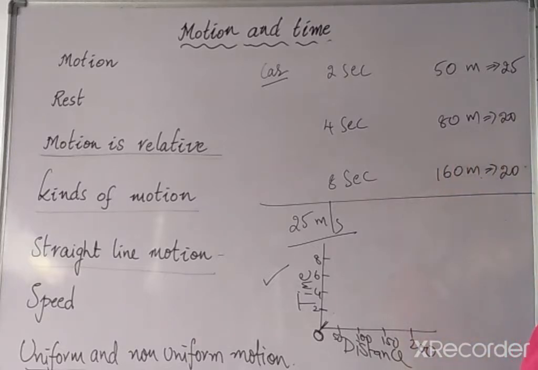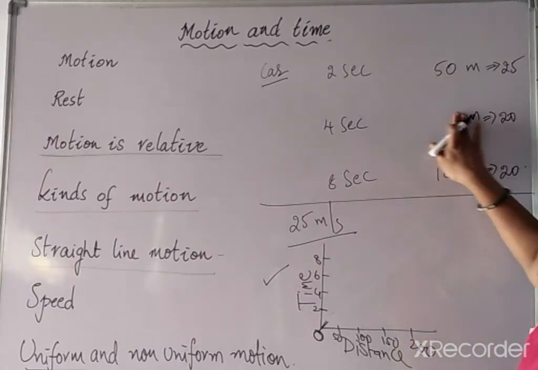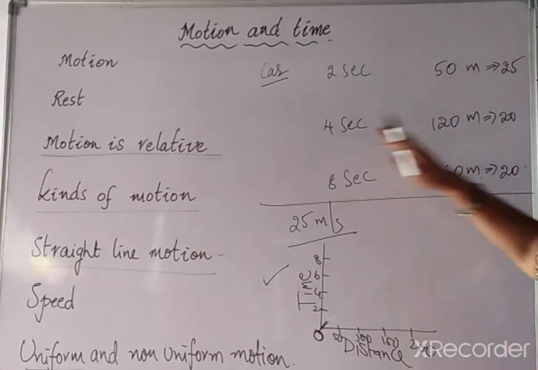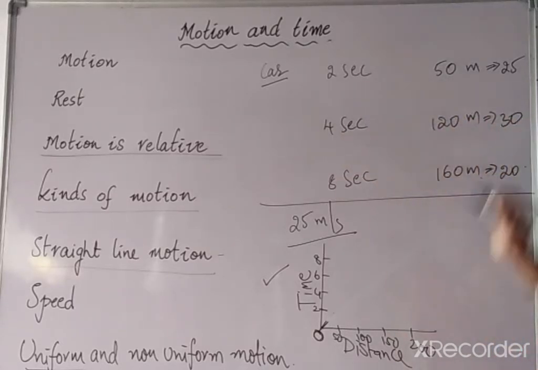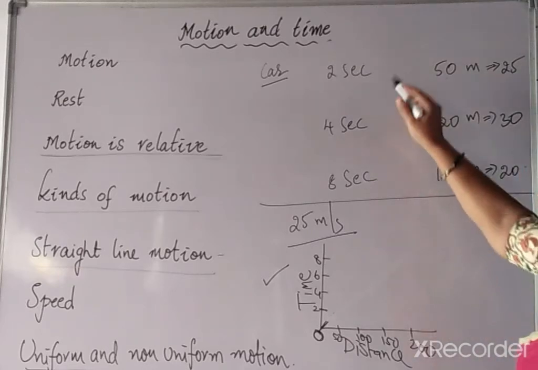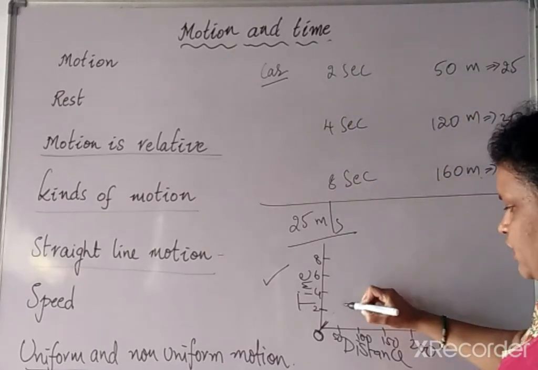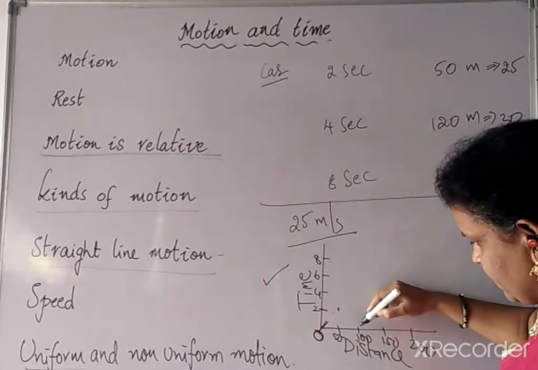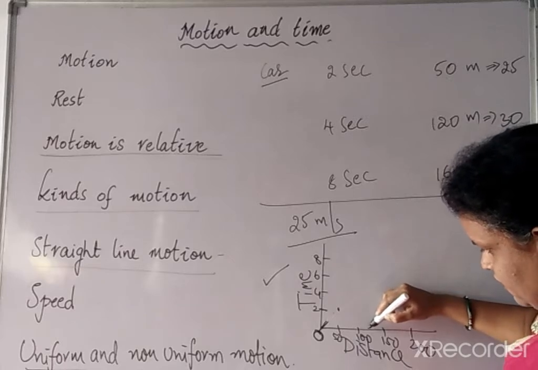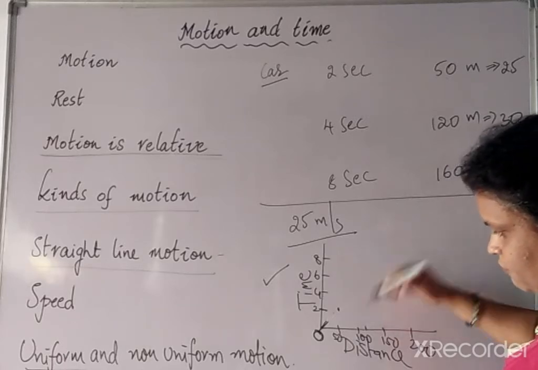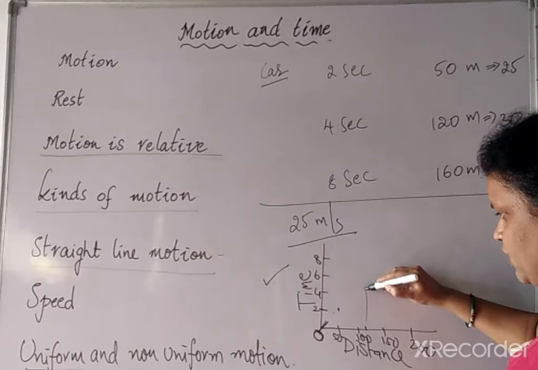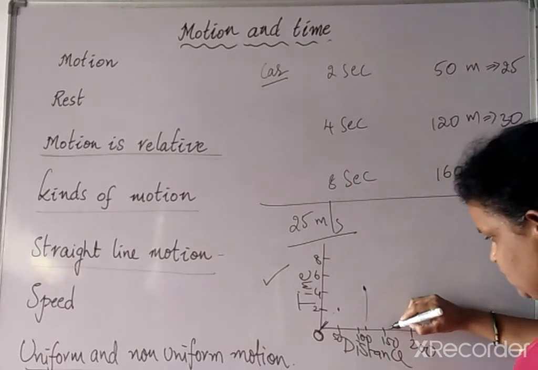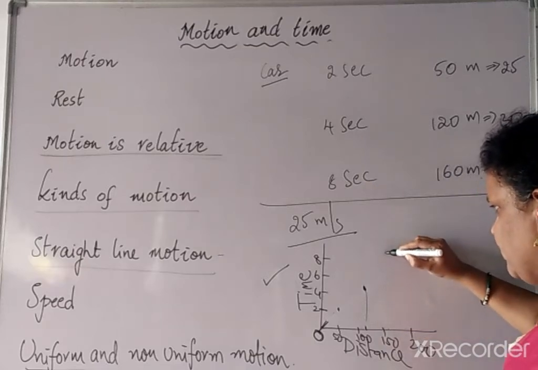Otherwise, to understand clearly, let me write some other value like 120. So 120 by 4 becomes 30 meters per second. Now, for 50 and 2 put a point here, 25, next 120 and 4. 120 lies between 100 and 150, somewhere here. So for 120 and 4, put a point. Next for 8 and 160, somewhere here we get 8 and 160.